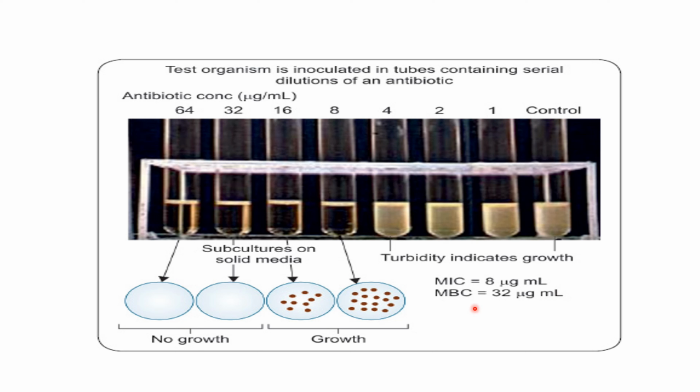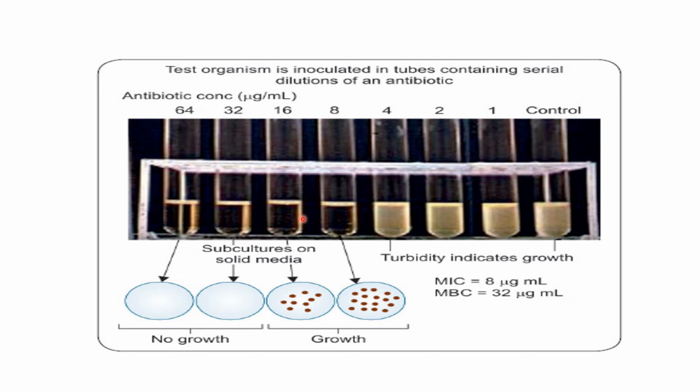To calculate the MBC, that is minimum bactericidal concentration, we will subculture the broth into separate solid medium, because in these first tubes no visible turbidity is seen, and we have to confirm whether the organism is present in these tubes. From here onwards, we know that turbidity is present. The turbidity indicates the growth of the bacteria.